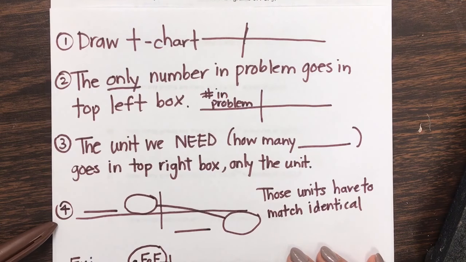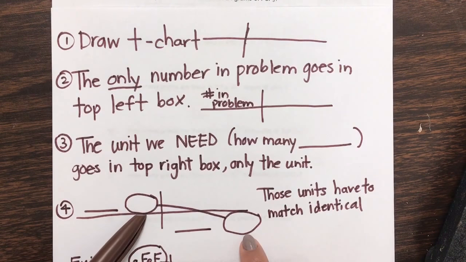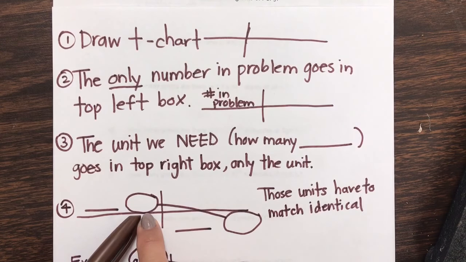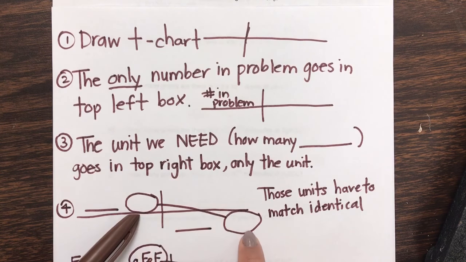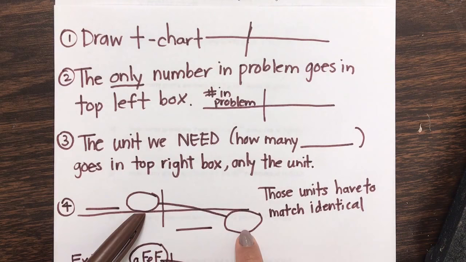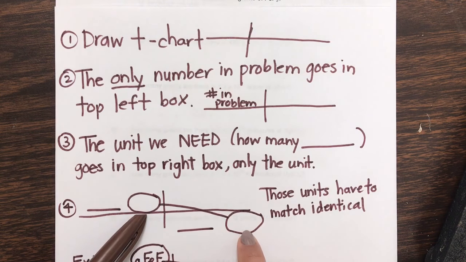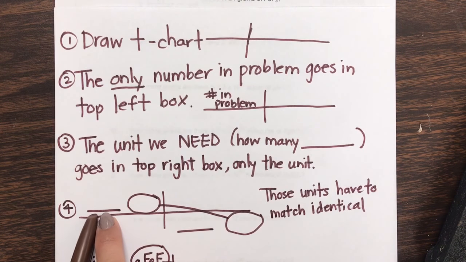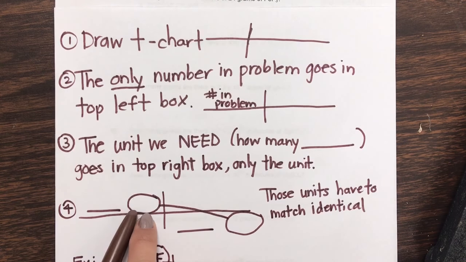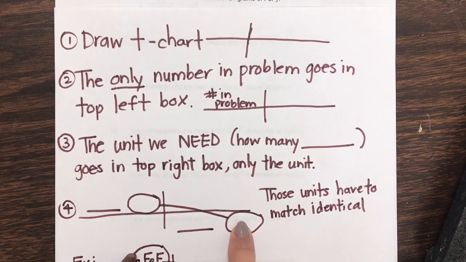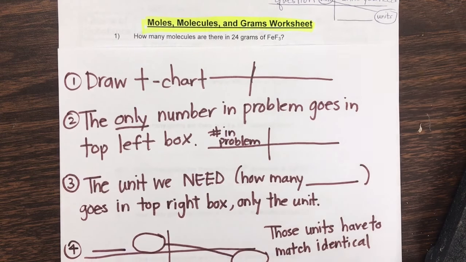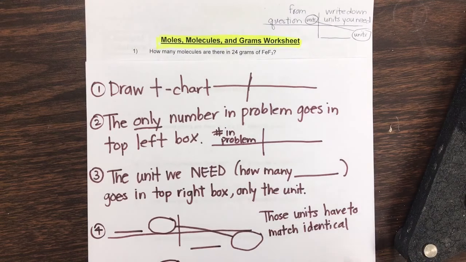Okay, now this very last step, the units need to match. Whatever's in the top left box and the bottom right box, the units have to match identically. So in this case, the number we were given was 24 grams of FeF3. So down here would go grams of FeF3. And I was just using that example problem at the very top.